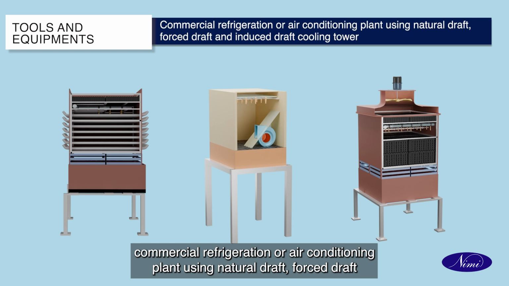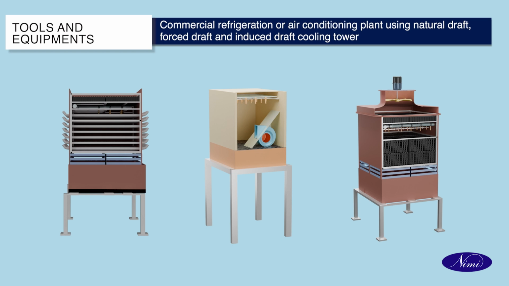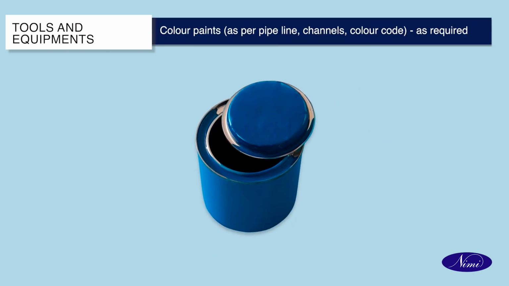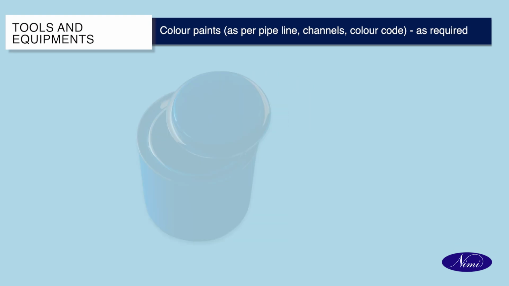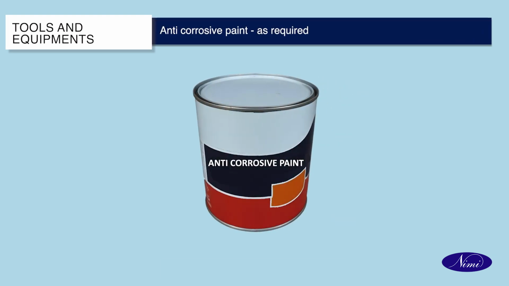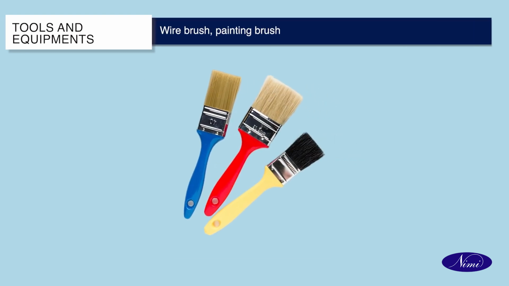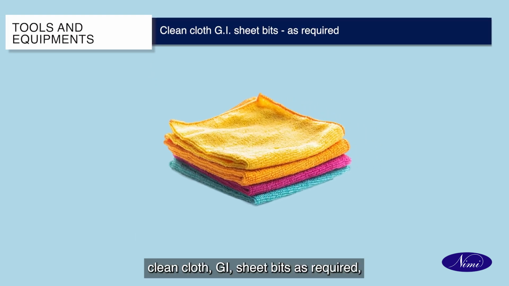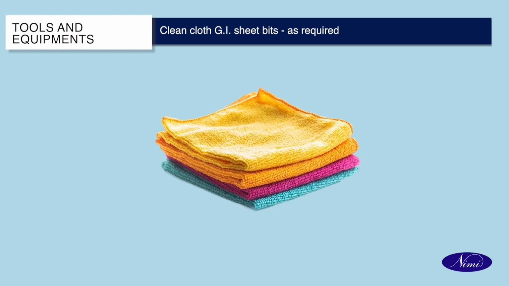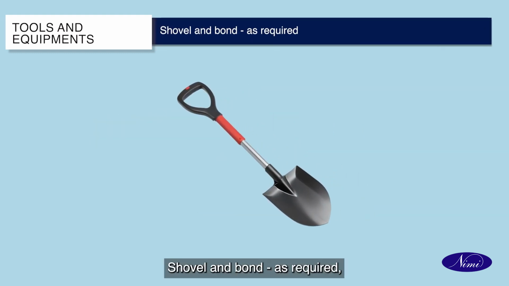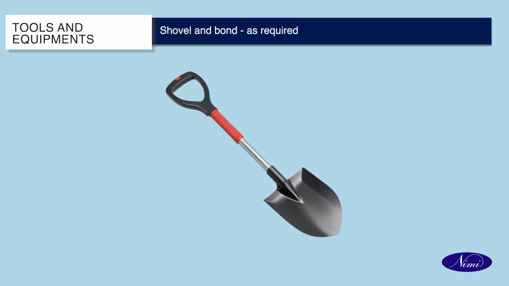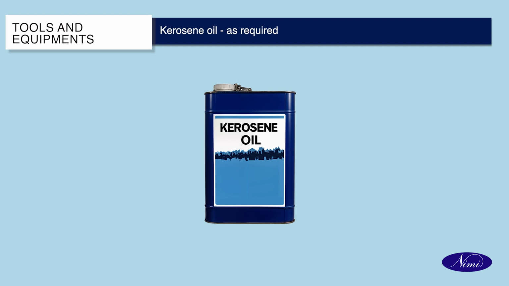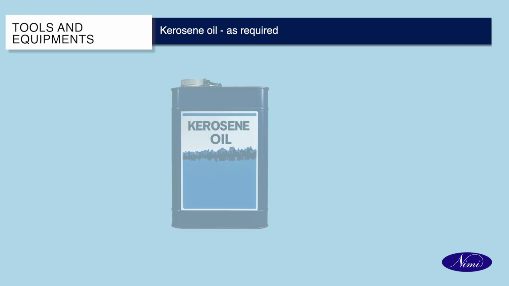commercial refrigeration or air conditioning plant using natural draft, forced draft and induced draft cooling tower, color paints as required, anti-corrosive paint as required, wire brush, painting brush, clean cloth, GI sheet bits as required, shovel and bond as required, kerosene oil as required, air blower 1 set.